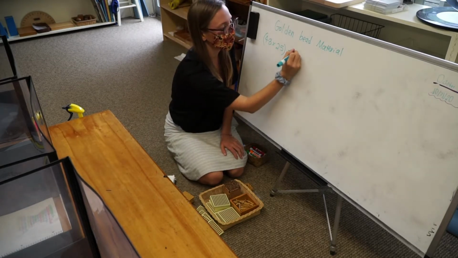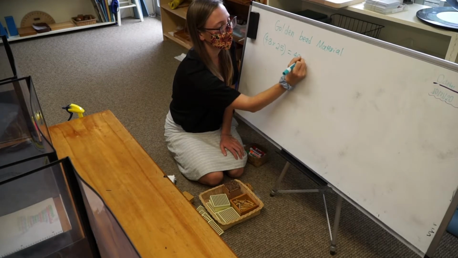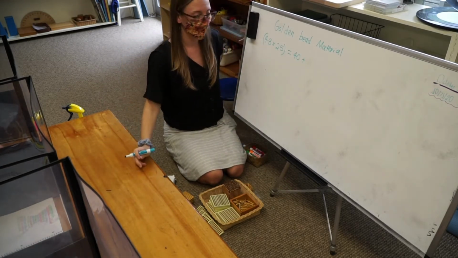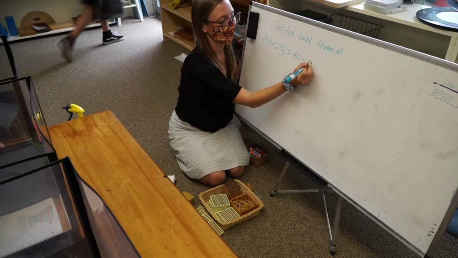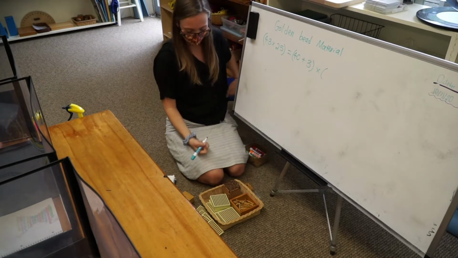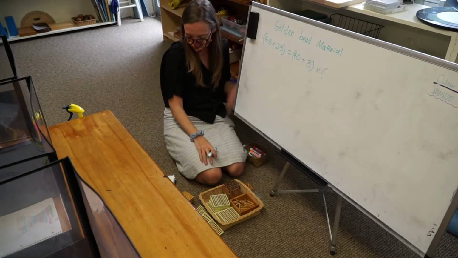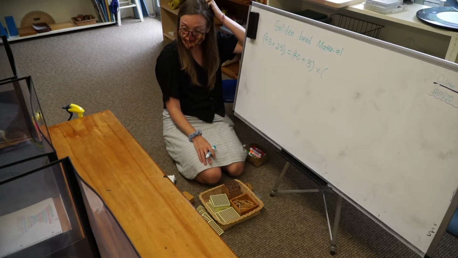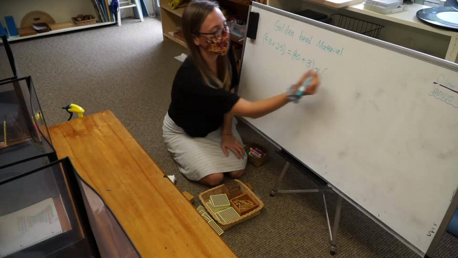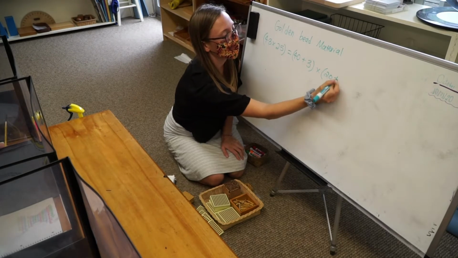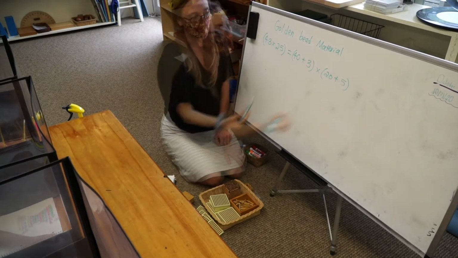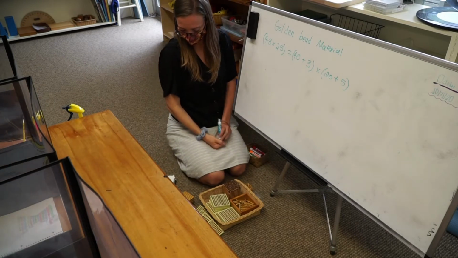4. Okay, so this would be 40 plus, what number's in the units? 3. Okay, so we have 40 plus 3 times, what number's in the tens place in 25? 2. So what do you think I would write here? 20 plus 5. Okay, what would we do first?